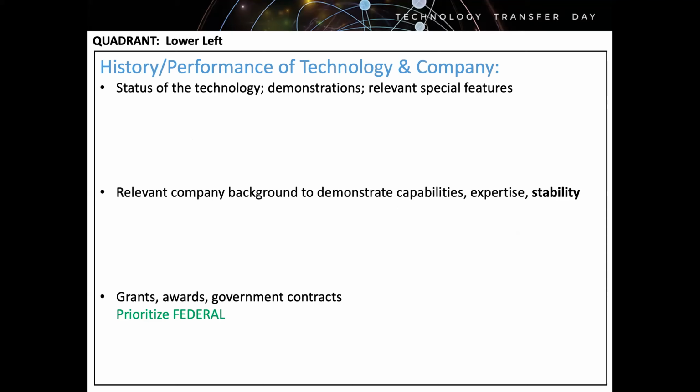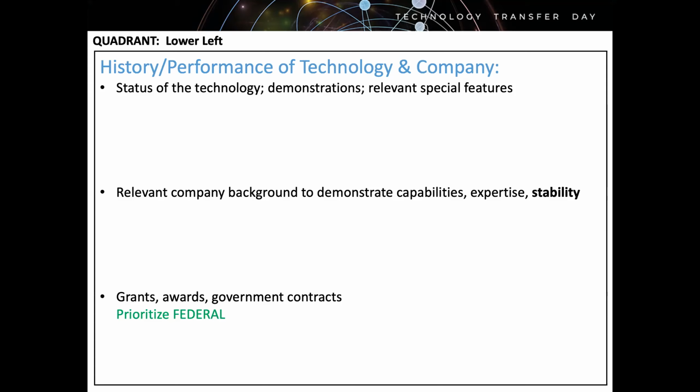So this is the spot where you need to give the Tech Scouts a clear and honest understanding of the maturity of the product and the innovation, but also why should they trust you to deliver that solution to them, right? What are your qualifications or your company's qualifications that can indicate to them that you have the expertise and the capability to deliver a solution to the Department of Defense? So think about those types of things when you are completing this quadrant.